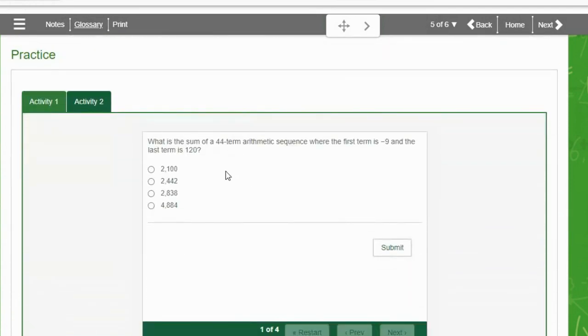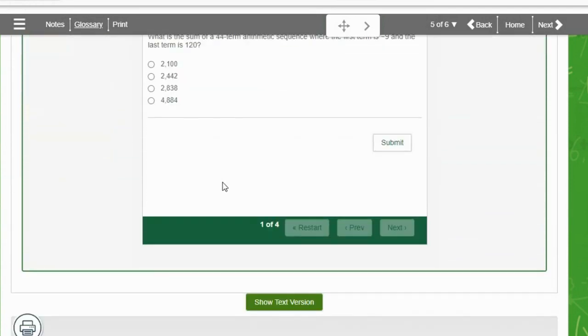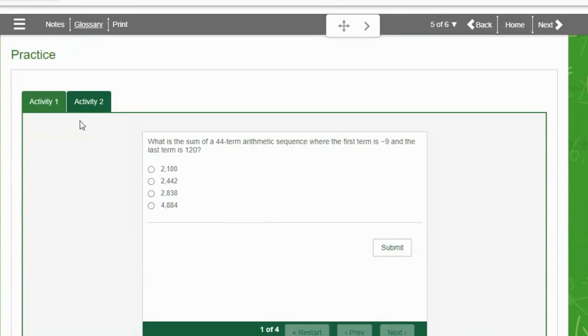Now here's some practice. So they give you some practice problems here on page 5, which is the last page of the lesson. So you can do these. What's the sum? Oh, sum, that means you're using the series formula. Sum is series of a 44-term sequence where the first term is -9, last term is 120. Oh, they gave you the first term and last term.